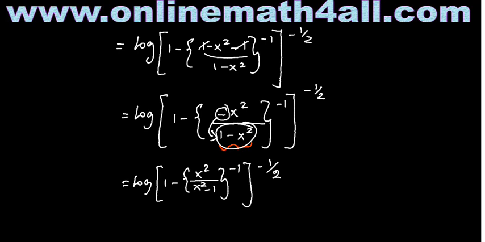Okay students, in the next step I am just going to change this negative 1 as positive 1. Whenever we change the sign of the power, as I have already told you on the previous page, we have to take the reciprocal of that particular term. Here we have the term x square over x square negative 1. So if I change the power negative 1 as positive 1, we have to take the reciprocal of this. I'll show you on the next page.